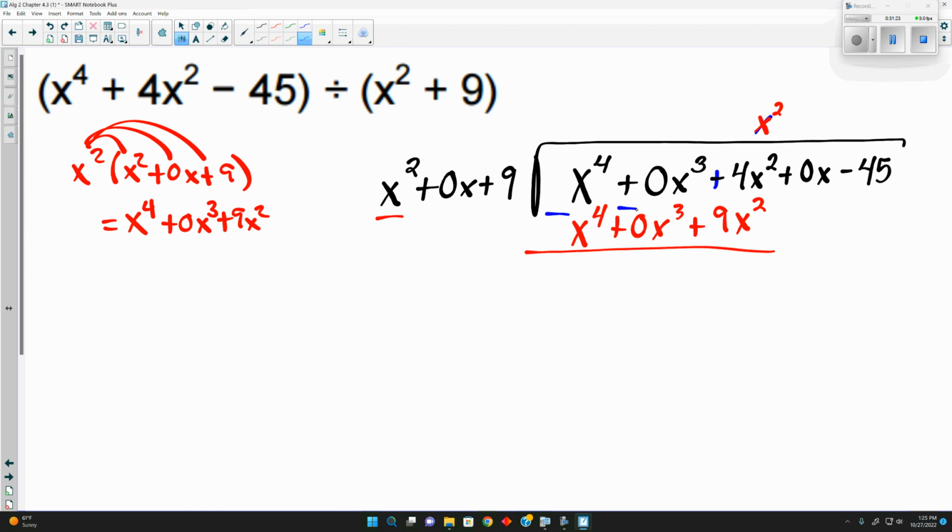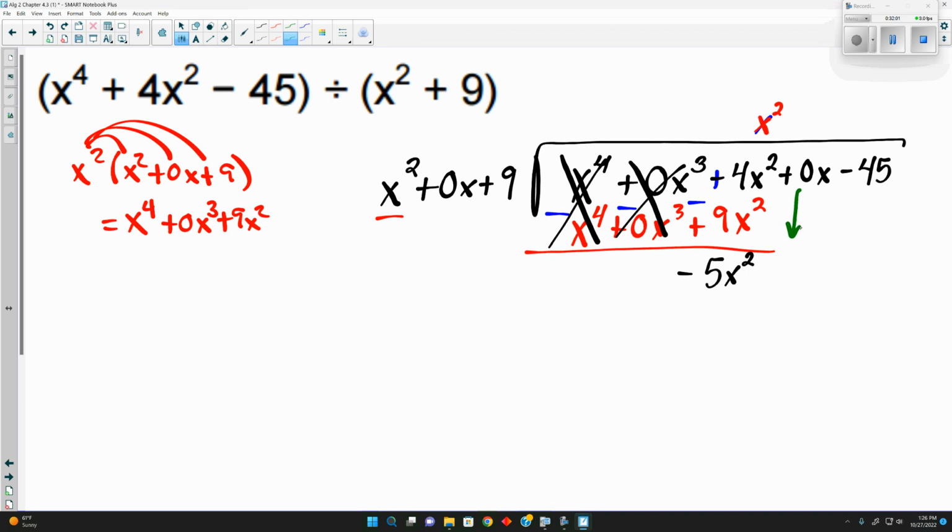And again, we're going to subtract. Well, x to the fourth minus x to the fourth is 0, yes? 0x cubed minus 0x cubed. 0. Now, we could leave it in as 0x cubed and go from there, or we can cancel it out either way. It'll still work out to be the same. There's just something special we have to do if we get rid of it. Now, the next one we have is 4x squared minus 9x squared. Negative 5x squared, yes?